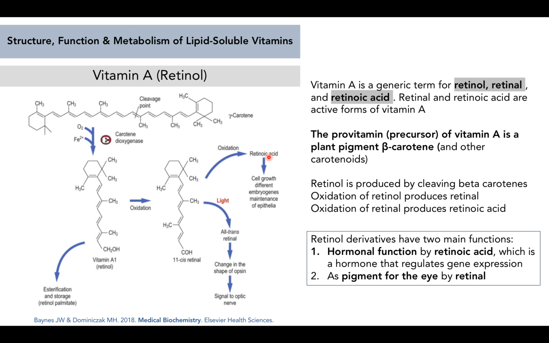Now the functional form of vitamin A, so the one with the biggest function, is retinal, which is an eye pigment, and you need retinal as a pigment to signal to the optic nerve so that you can actually see. And then retinoic acid is actually a very important hormone. It's got a hormonal function, which is a hormone that regulates gene expression. So retinoic acid and also retinal are the two most important or most active forms of vitamin A.